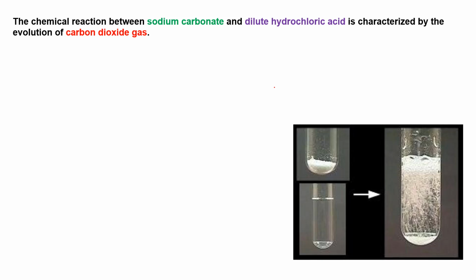Now the next one. Oh, sorry, here the chemical reaction that I have not written. Let me write that one. Here the chemical reaction is between sodium carbonate and dilute hydrochloric acid. Sodium carbonate, that is Na2CO3, reacts with dilute hydrochloric acid, that means dilute HCl, and we get carbon dioxide gas. But what is happening in this chemical reaction?